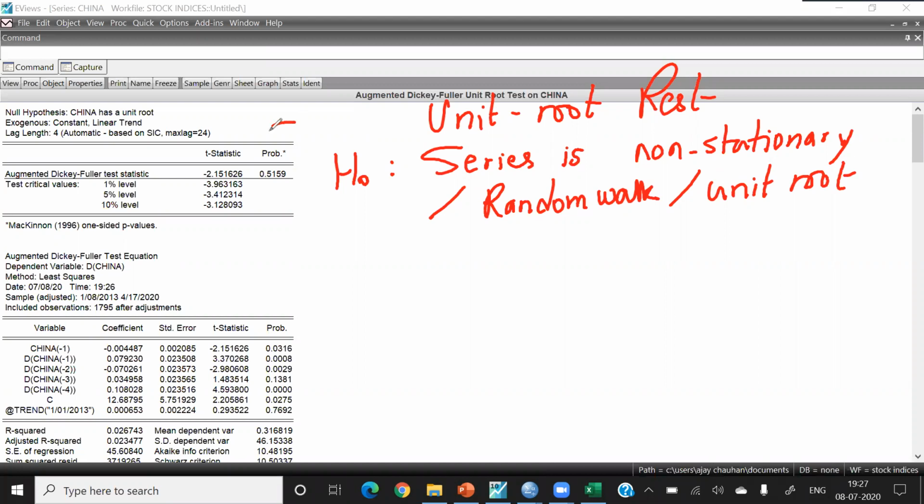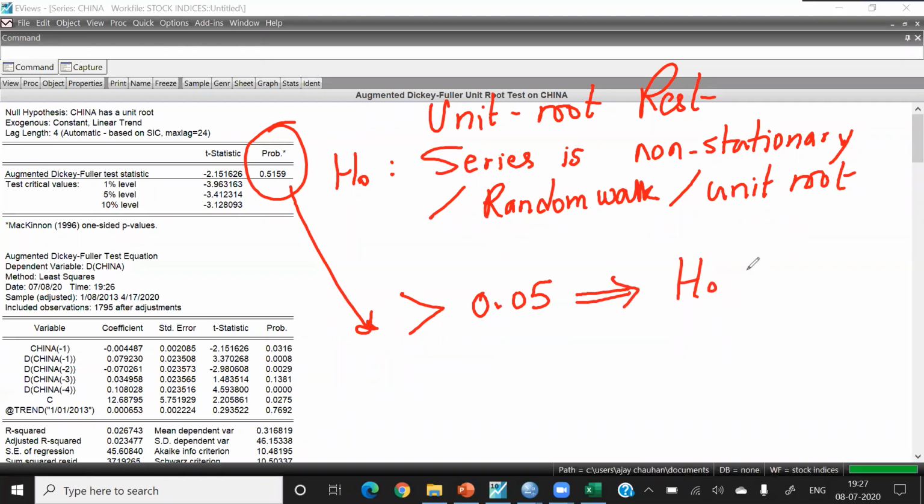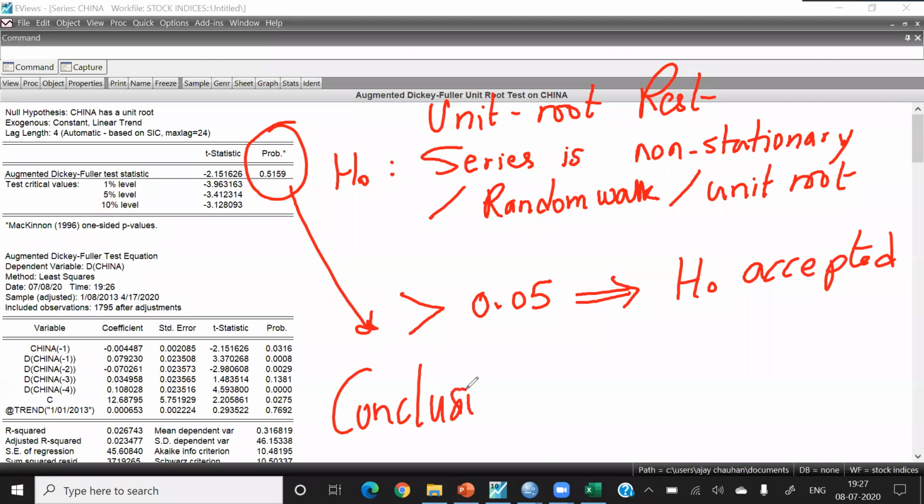Now the probability value. This probability value is greater than 0.05, which means the null hypothesis is accepted, right? The null hypothesis is accepted, or it cannot be rejected. So what is the conclusion? The conclusion is that the series is a random walk.